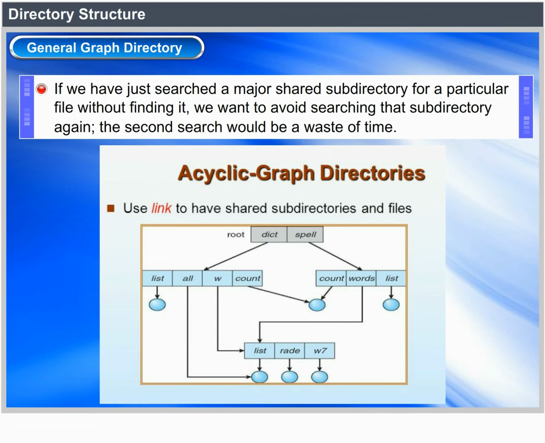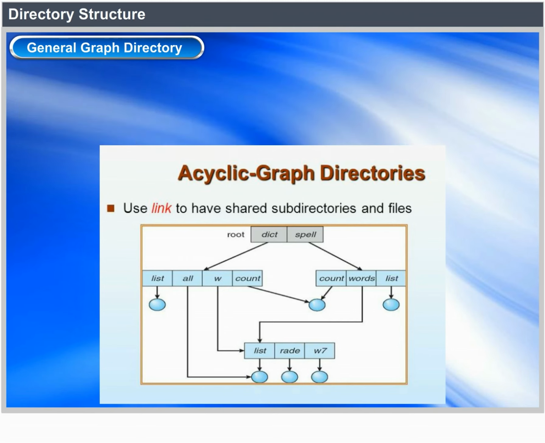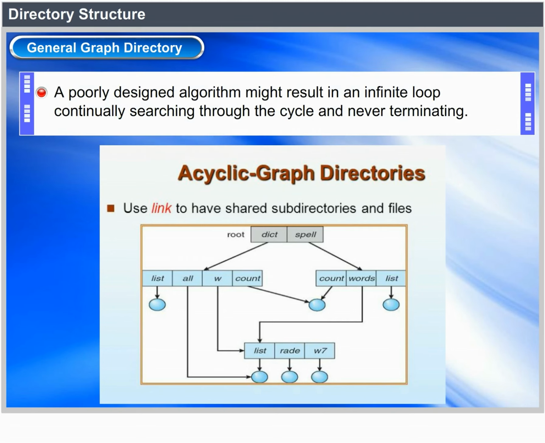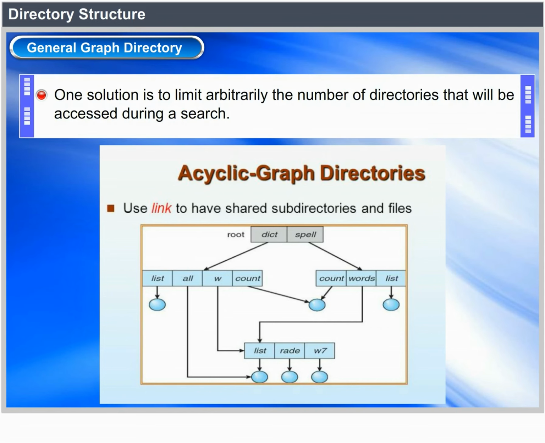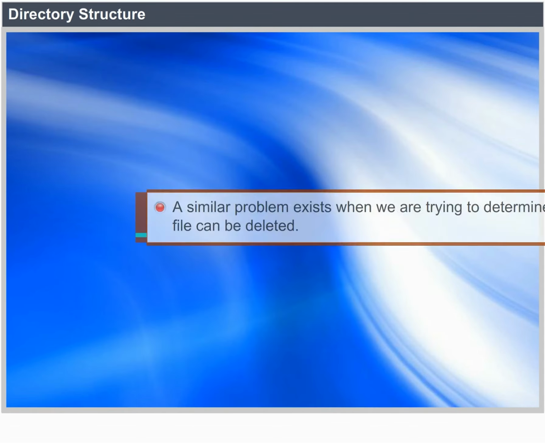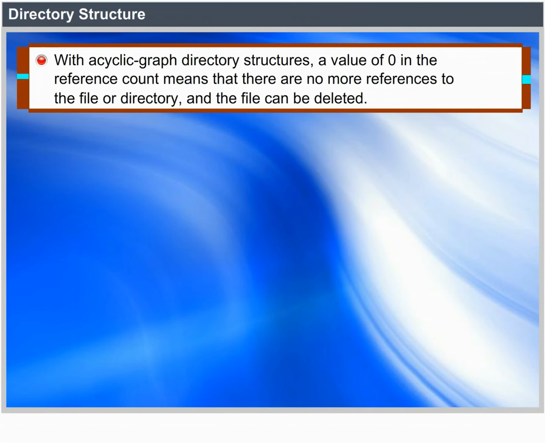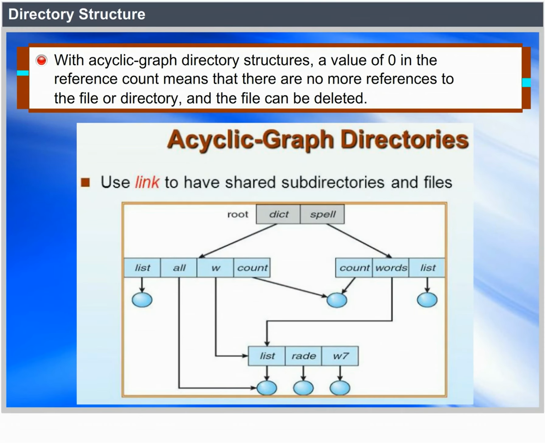If cycles are allowed to exist in the directory, we likewise want to avoid searching any component twice, for reasons of correctness as well as performance. A poorly designed algorithm might result in an infinite loop continually searching through the cycle and never terminating. One solution is to limit arbitrarily the number of directories that will be accessed during a search. A similar problem exists when we are trying to determine when a file can be deleted. With acyclic graph directory structures, a value of 0 in the reference count means that there are no more references to the file or directory and the file can be deleted.